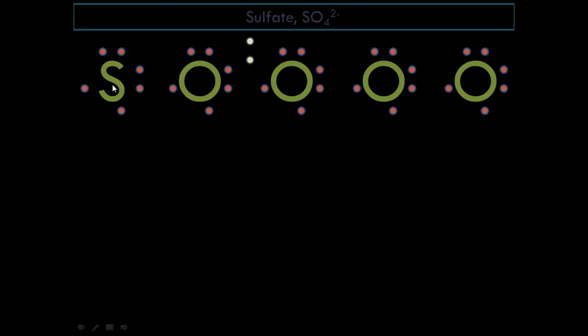So sulfur is a group 6 element. Also oxygen is a group 6 element. Both have 6 valence electrons that are involved in bonding. And there are an additional 2 electrons involved in bonding for this ion, sulfate.